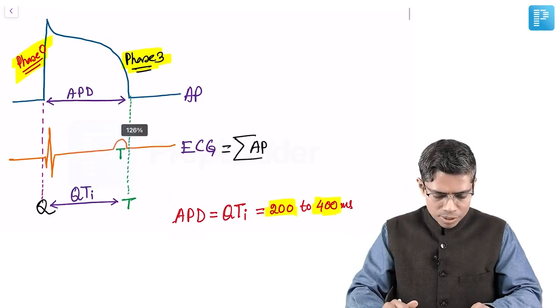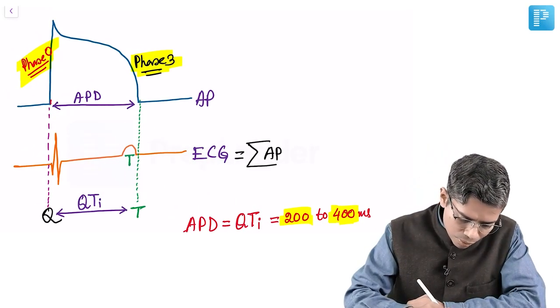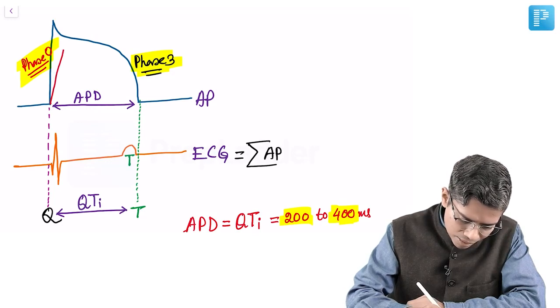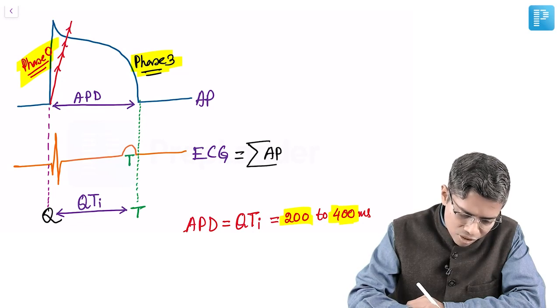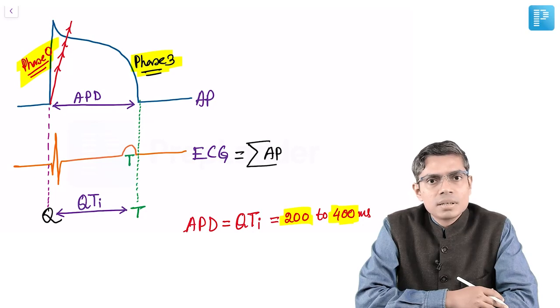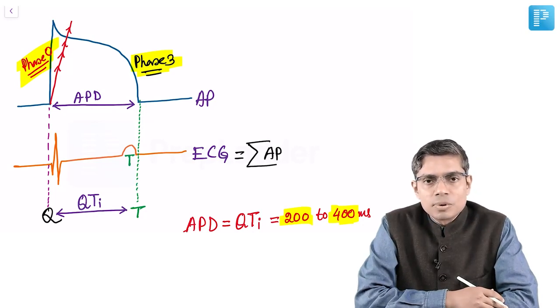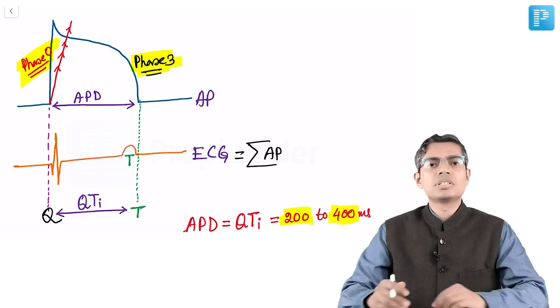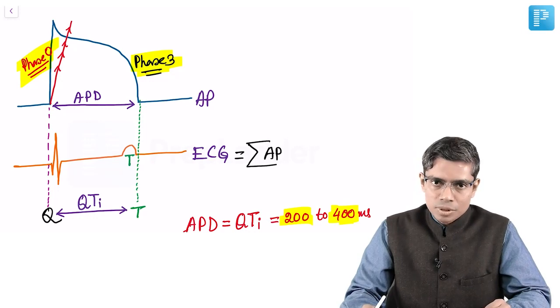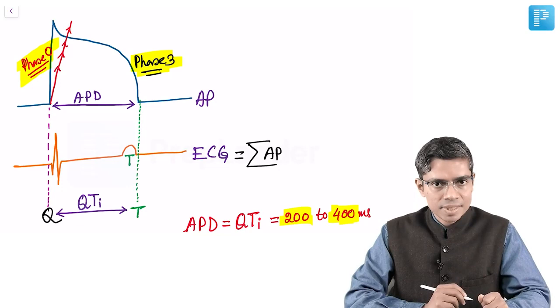Getting my point? Suppose I am changing the slope of this phase 0. So it is becoming slower like this. The slope of phase 0 is changing. It is slowly rising upward. Why will it rise slowly? Phase 0 is due to opening of the voltage gated sodium channel. So if you give a drug which is blocking the voltage gated sodium channel, that will cause a decrease in the slope of phase 0, right?